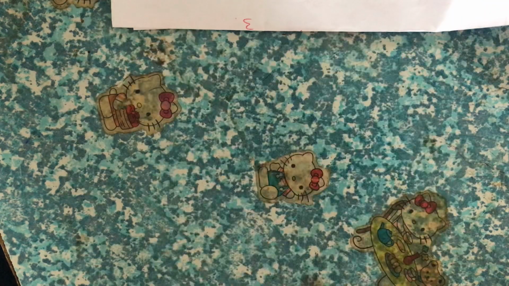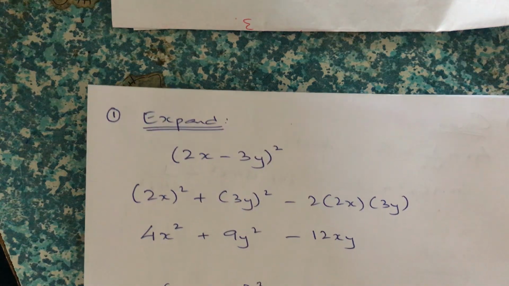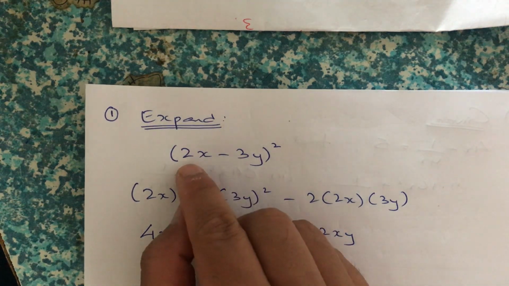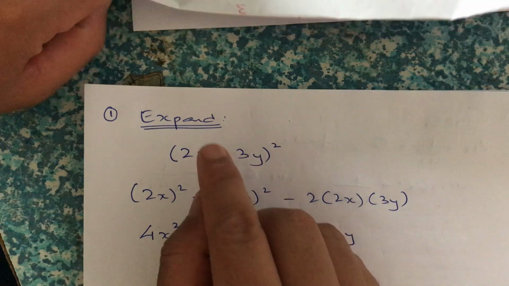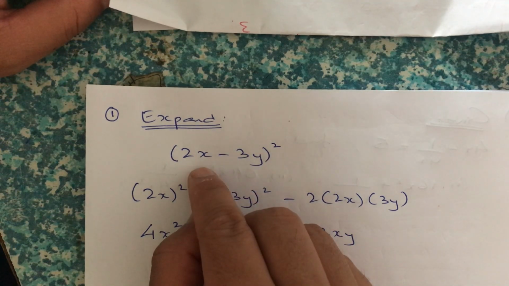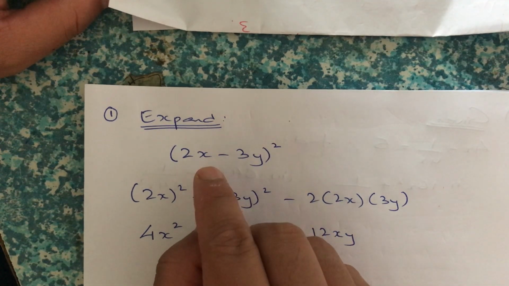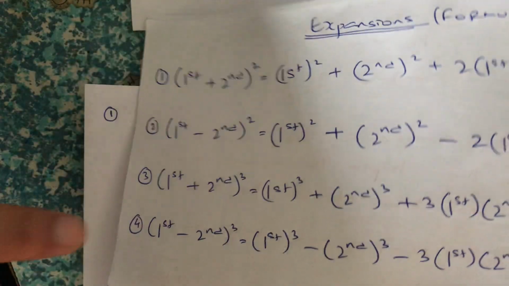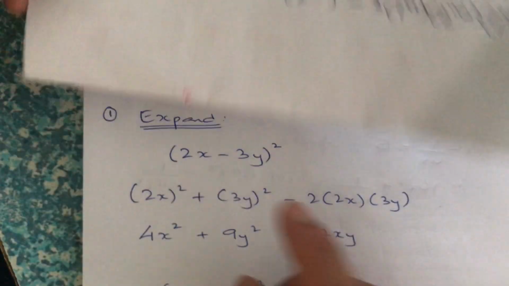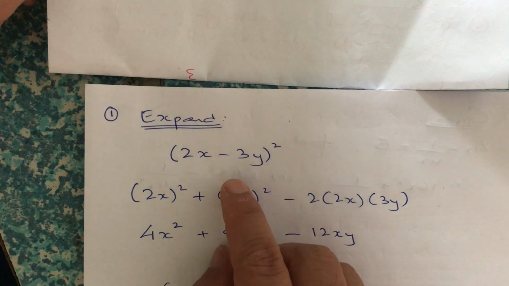For example, let's say I have a question which says: expand (2x minus 3y) whole square. Whenever I see such a question, the first thing, if I want to solve this, is to check which out of these four formulas will be applicable over here, and whichever is applicable, we'll just have to apply that.